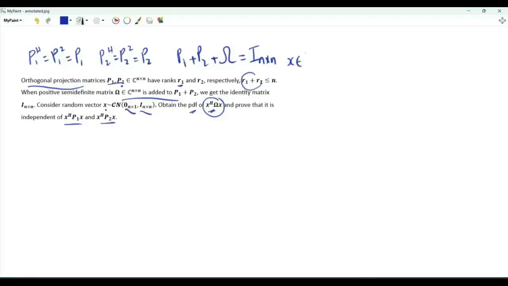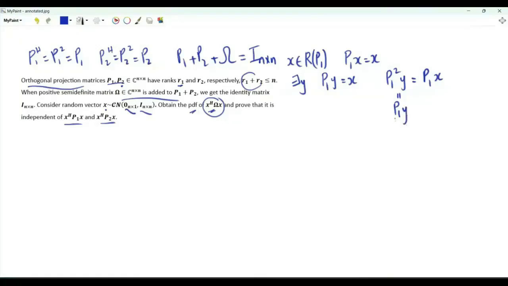Consider a random vector x in the column space, or the range, of P1. Then P1x is equal to x. If the orthogonal projection matrix is applied to a vector in its range, we get the vector back. To prove this real quick, note that if x is in the range of P1, then there exists a vector y such that P1 times y is equal to x. Multiply both sides from the left by P1, and we get that P1 squared y is equal to P1x. P1 squared is equal to P1 because P1 is idempotent. So P1y is equal to x.